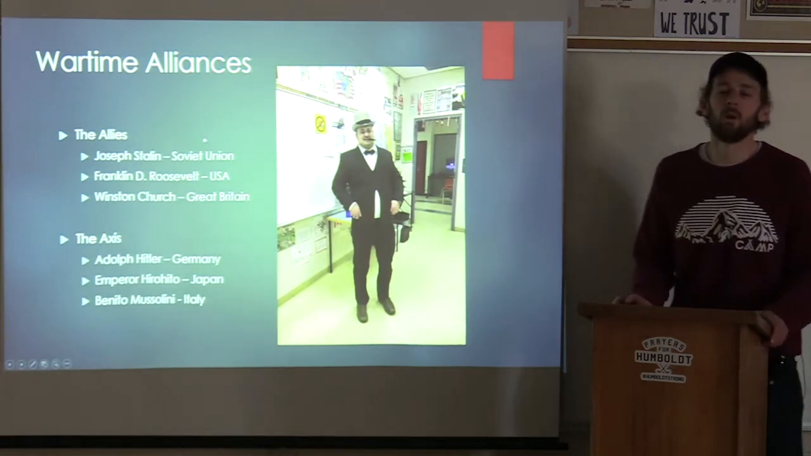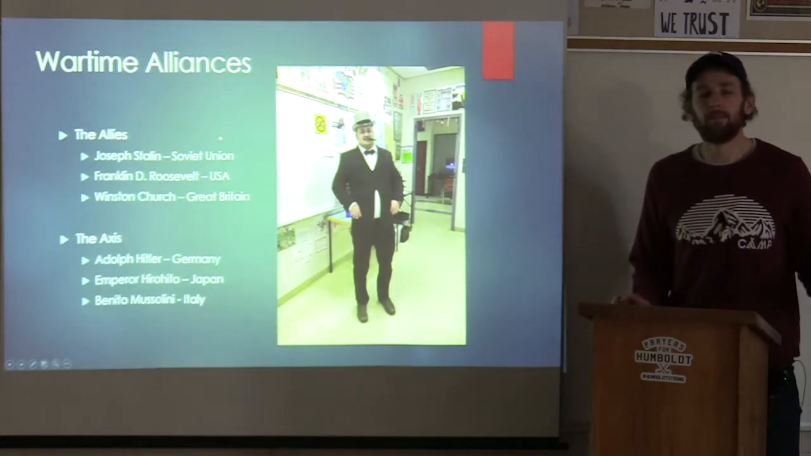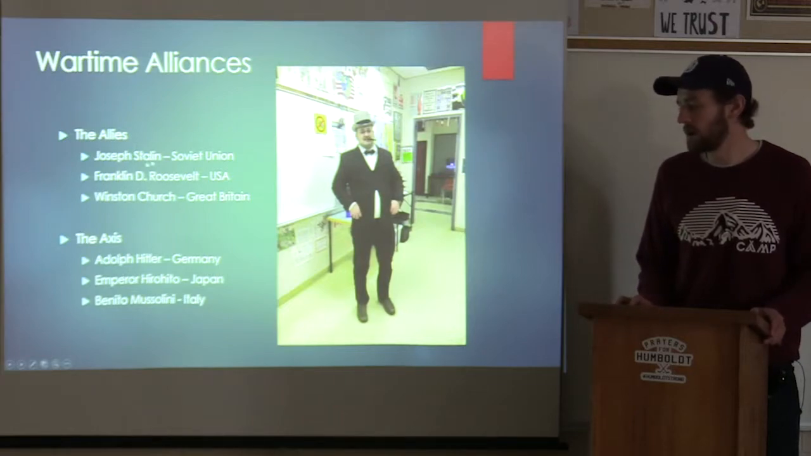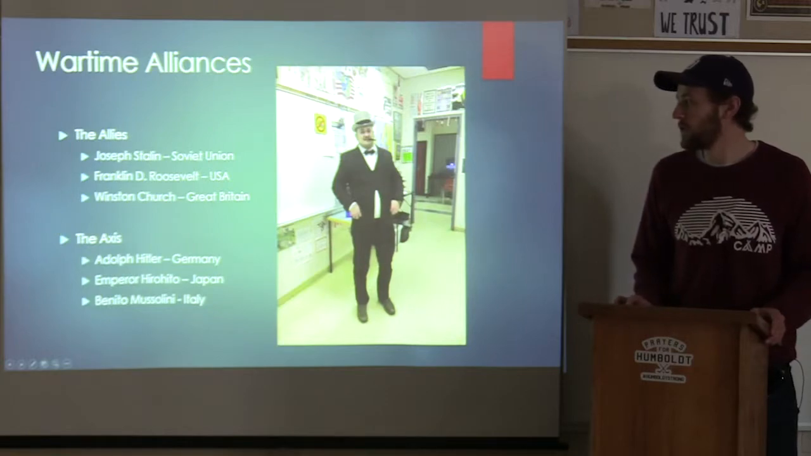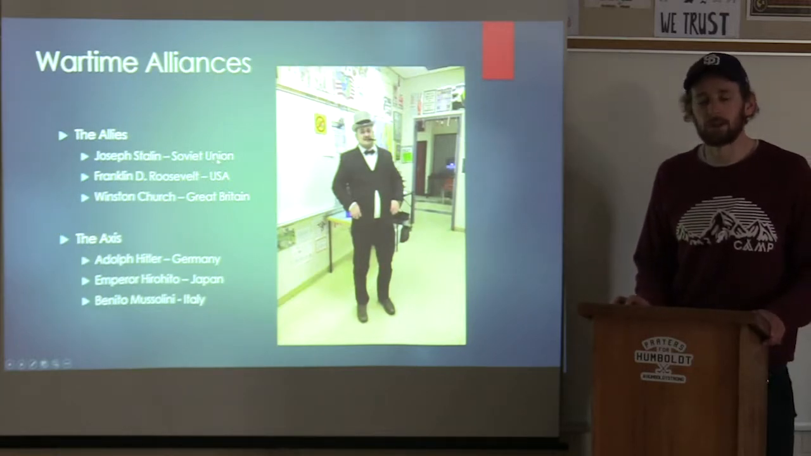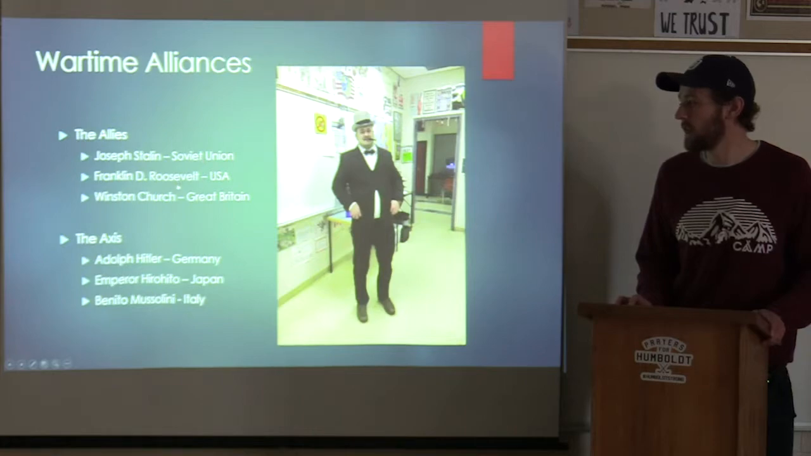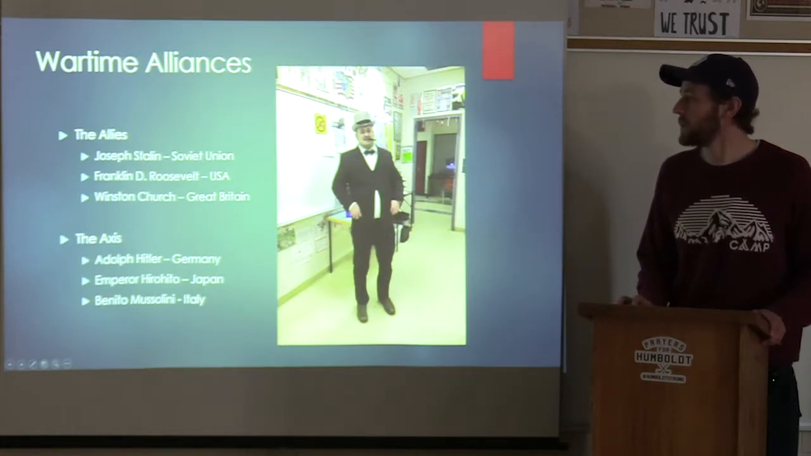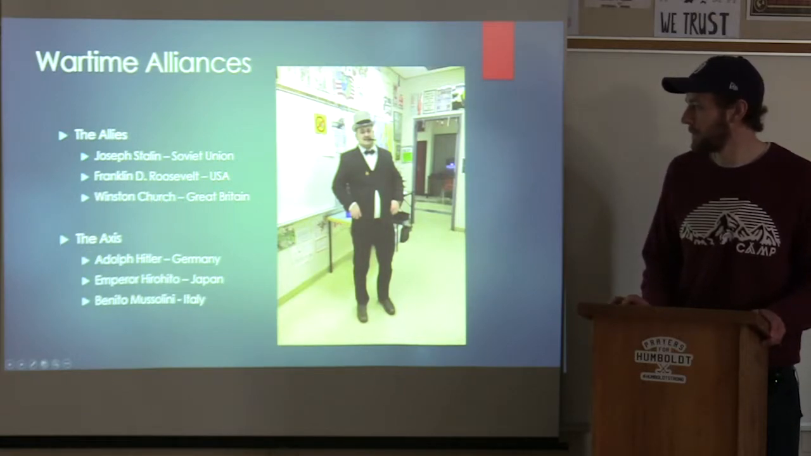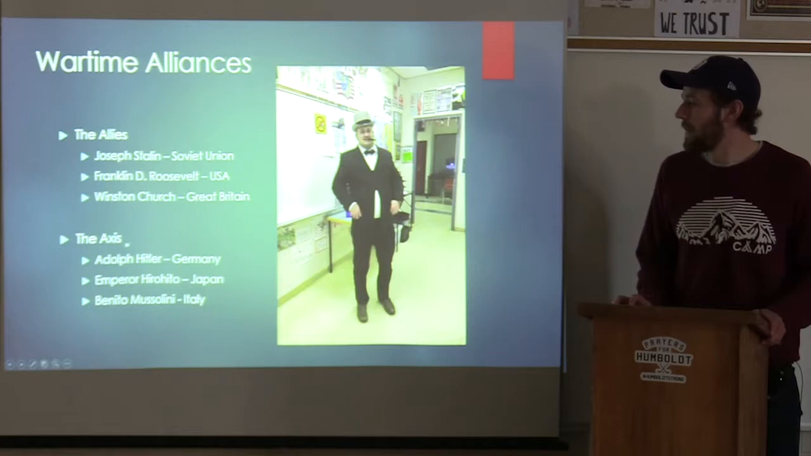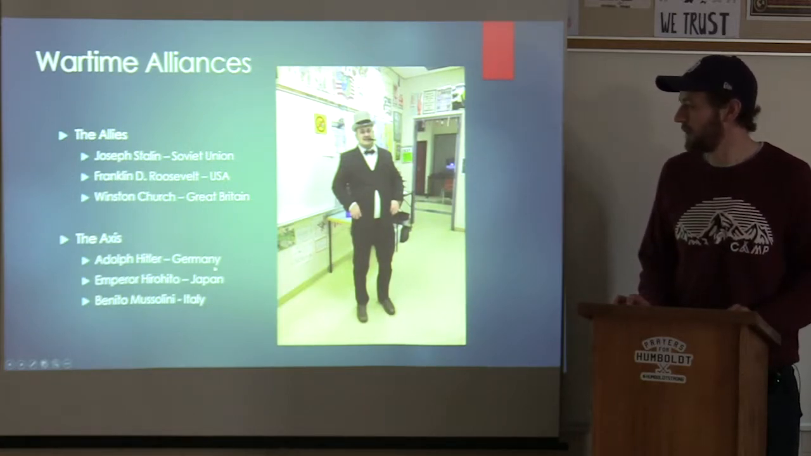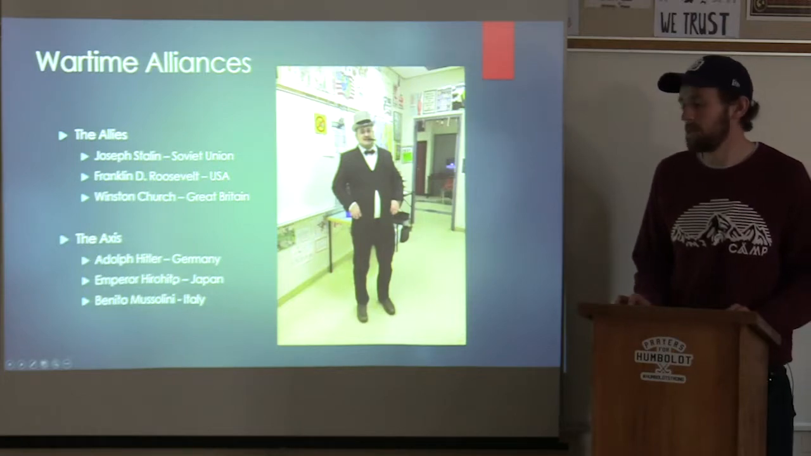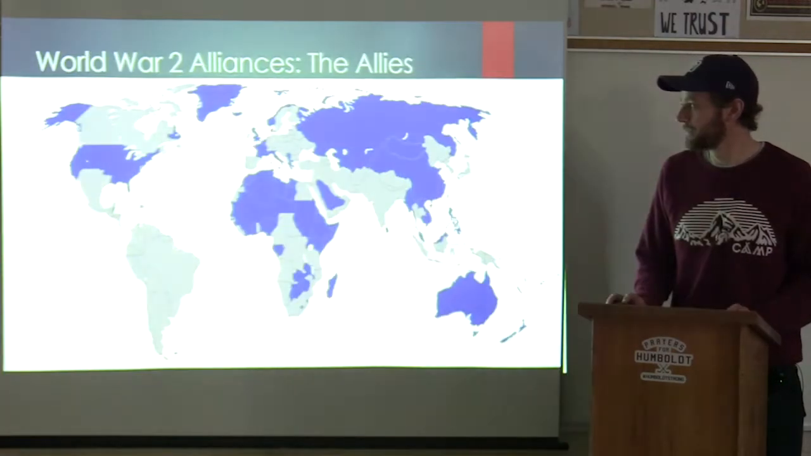So for the wartime alliances, we basically have the big three on each side. As you're going to notice, not every country involved is here, but these are the three big ones. We have Joseph Stalin and the Soviet Union. Here we have communists fighting alongside two democratic nations. We have Franklin Roosevelt in the United States. We have Winston Churchill here from Great Britain, played by Mr. Regis. And then on the other side, the side that we deem the bad guys, we have the Axis, with Adolf Hitler in Germany, Emperor Hirohito in Japan, and Benito Mussolini in Italy.